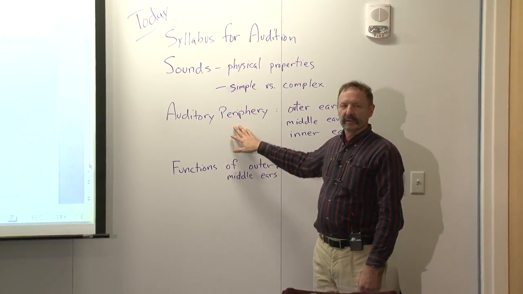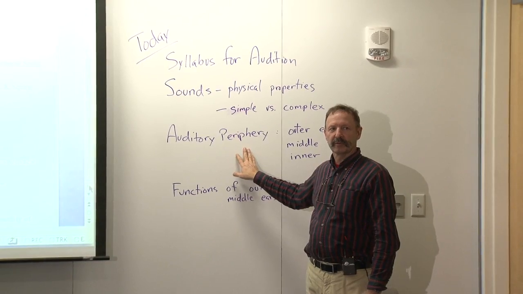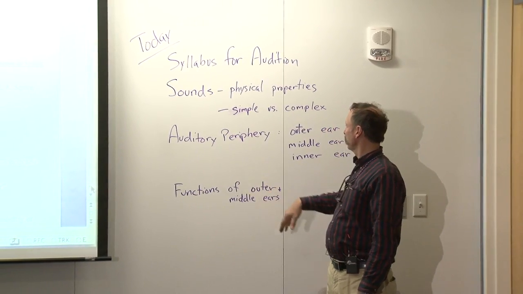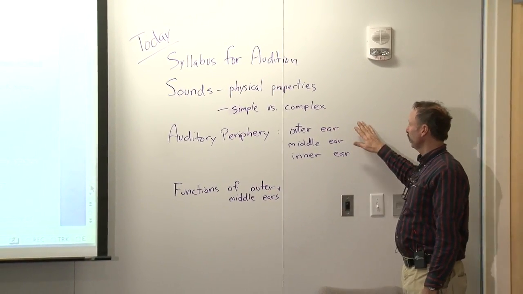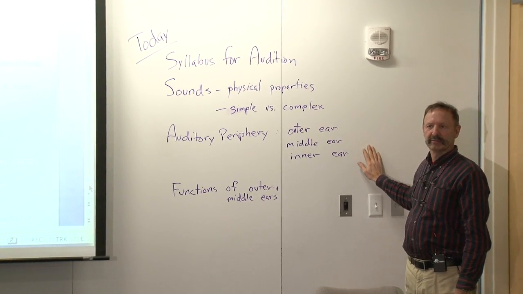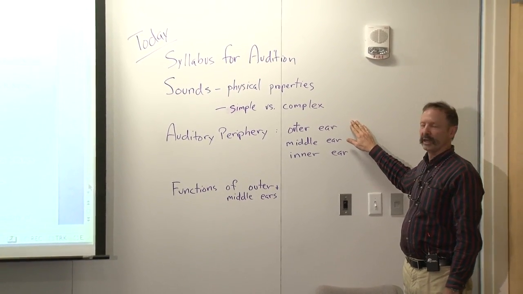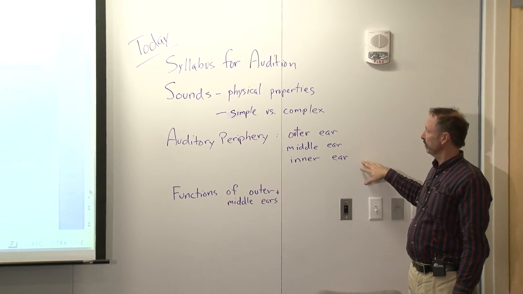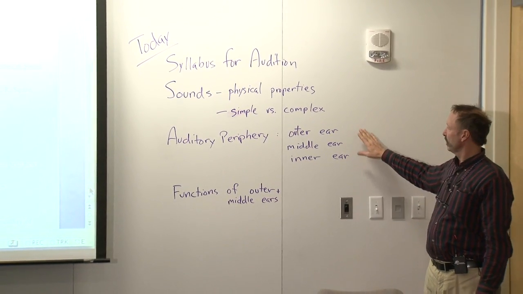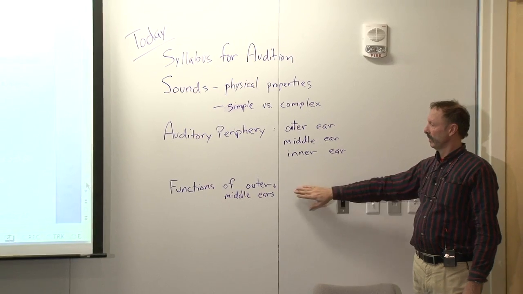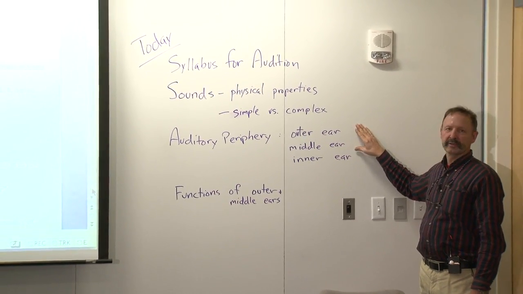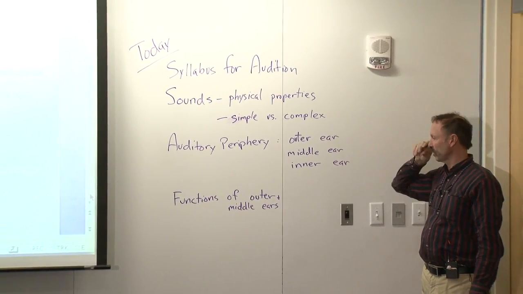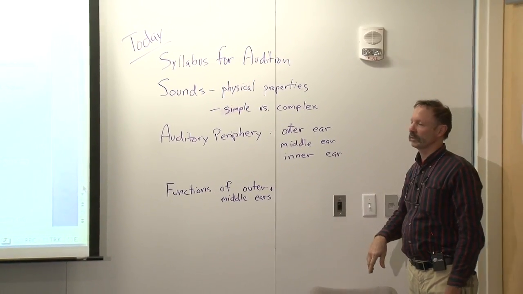And then we'll get into the auditory system, first starting with the auditory periphery. And we'll talk about the three basic divisions of the auditory periphery, which are the outer, middle, and inner ear. And today we're really only going to have a chance to focus on the functions of the outer and the middle ears. And so we'll talk about the function of those structures.